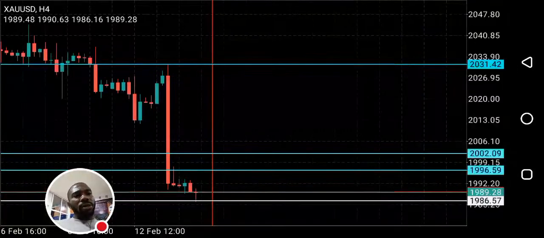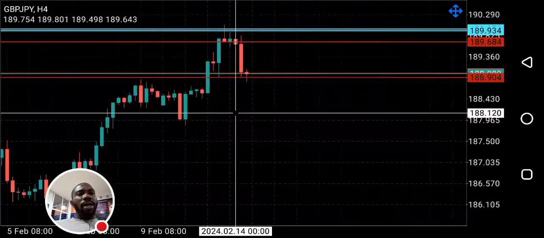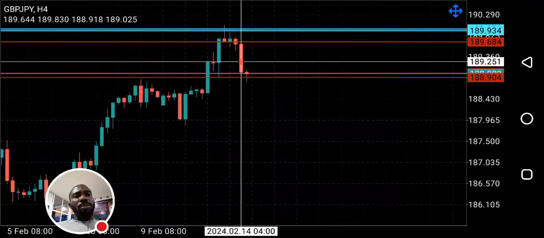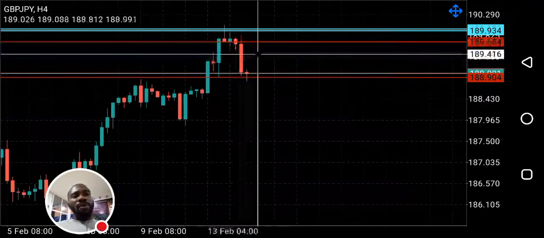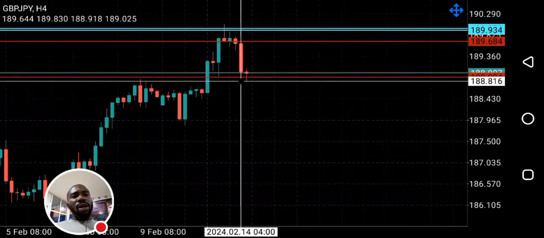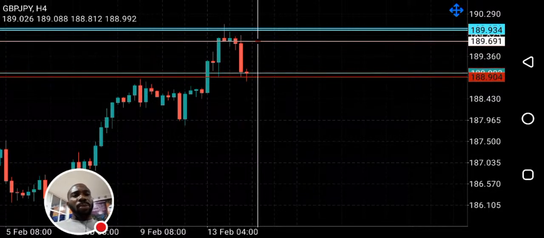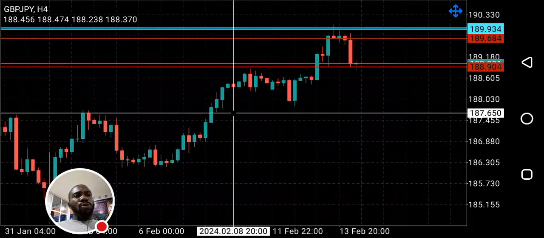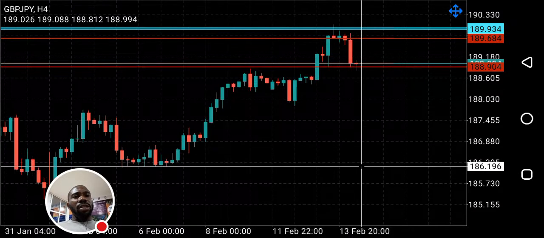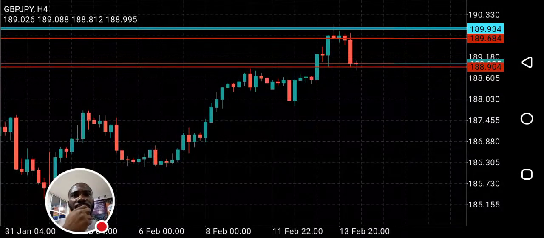On GBP JPY, I'm considering selling. I should have sold GBP JPY after the close of this bearish candle, but I missed it. I think I was on the road when this happened, so I missed it. So right now, what I'm waiting for is a pullback. I want to see price pull back above to this level before I sell GBP JPY. My bias on GBP JPY is bearish.